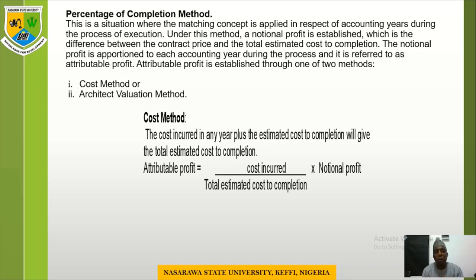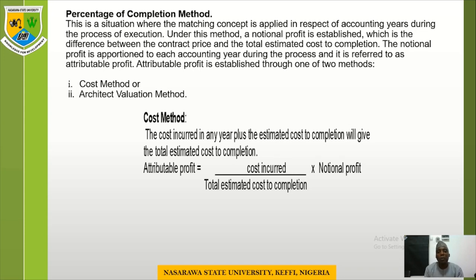In terms of the cost method, if you are using the cost method to compute your attributable profit, the cost incurred in any year plus the estimated cost to completion will give you the total estimated cost to completion. The total cost incurred in a year plus the estimated cost to completion, that is the futuristic cost. If you sum it together, you arrive at your total estimated cost to completion.